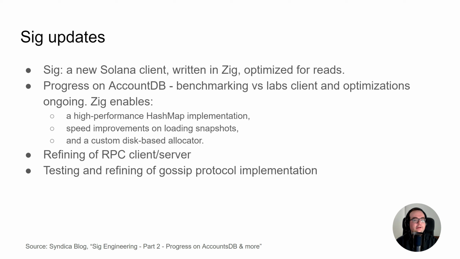The fact is, Sig is not ready yet, but it's in development, and you will find in their blog their progress on the different modules. In this latest update, we have progress on AccountDB, and this is almost done, but they are in a stage of benchmarking versus the performance of the Labs client to see what other optimizations are needed. And regarding the gossip protocol implementation, this was already ready and implemented, but they're talking about further testing and refining. So it's good to see also progress for Sig, and we want to see more clients live on mainnet as soon as possible.